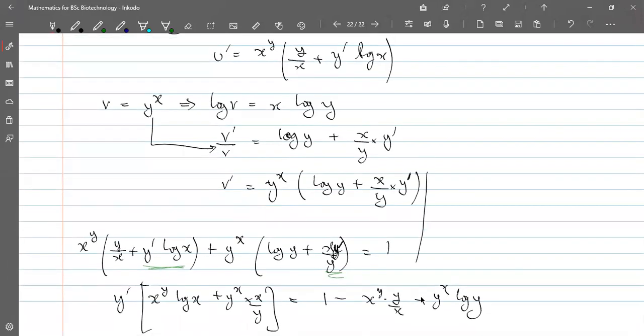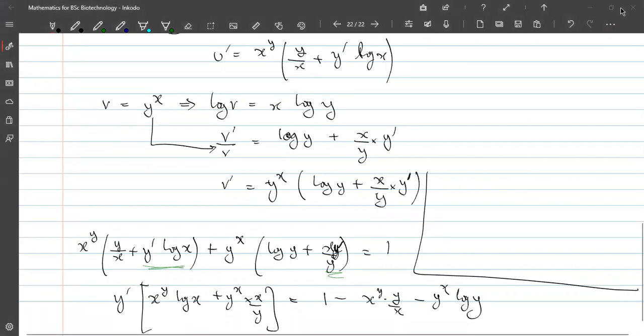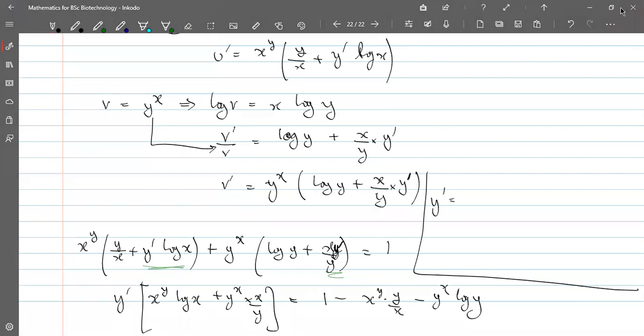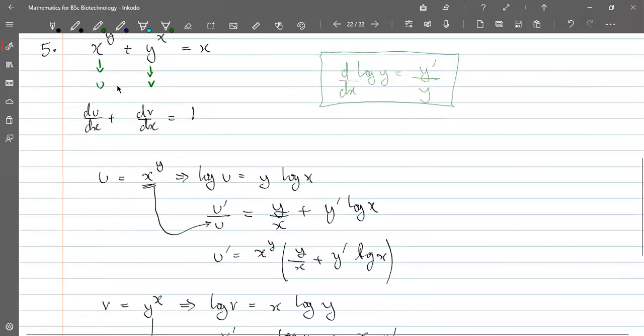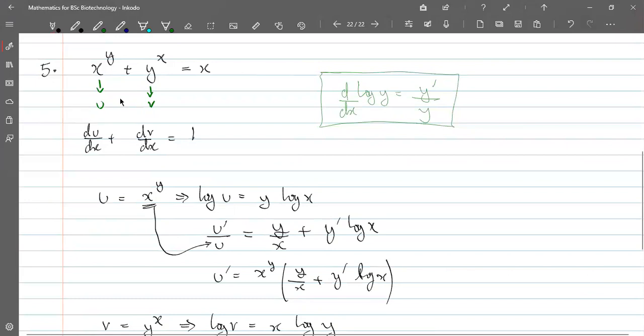So final answer, I'll have to write it here. y prime is equal to 1 minus, over here I'll combine this x to the y divided by x and write it as x to the y minus 1 times y, okay, minus y to the x log y, upon x to the y log x plus y to the x minus 1 times x. So that is the answer. Okay, so if this is given, you have y, x to the y minus.